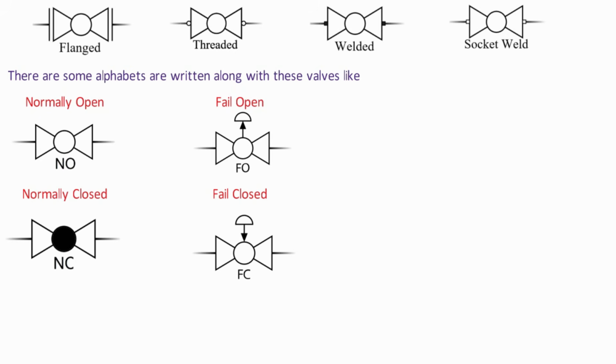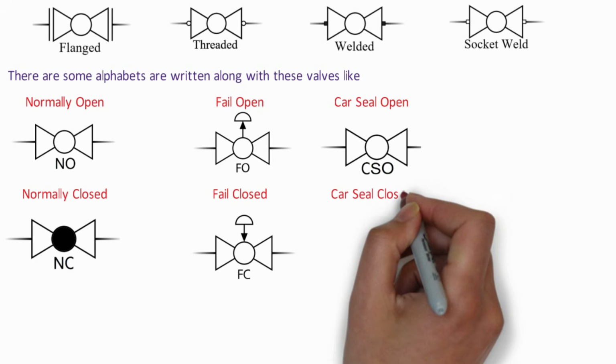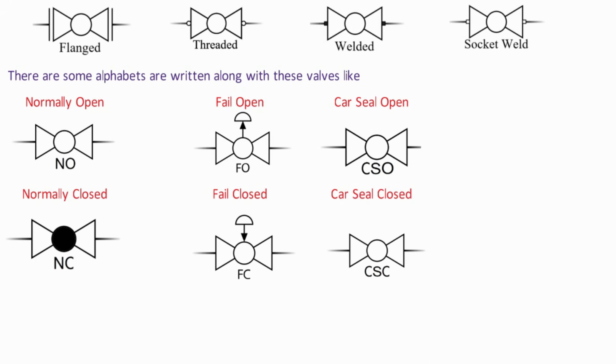CSO, CSC: car seal open and car seal closed. A simple device is used to lock or seal the valve in open and closed position to prevent unauthorized operation of the valve. Now let's see some graphical representations used to refer to various equipment like pumps and compressors.